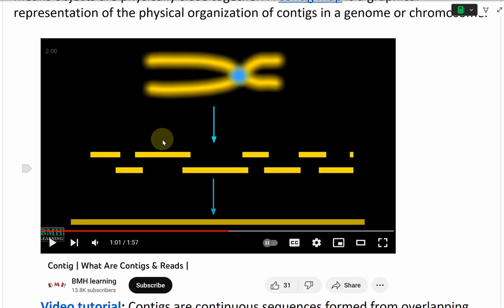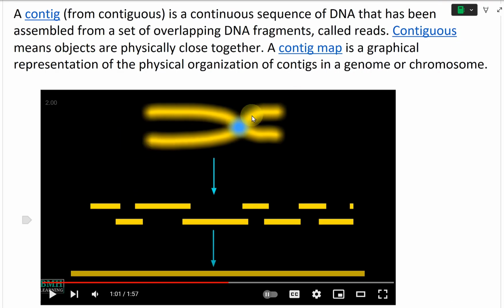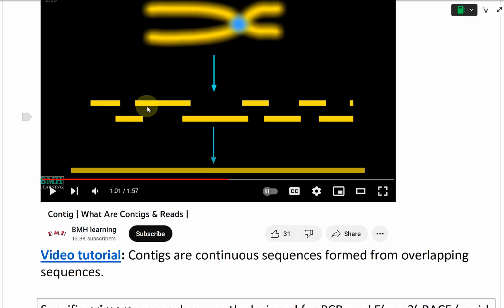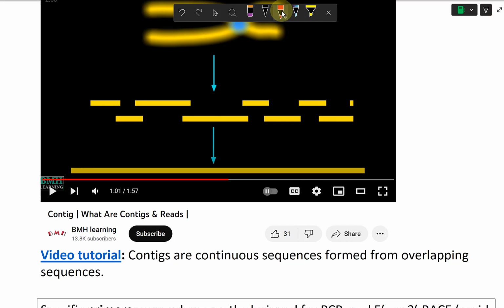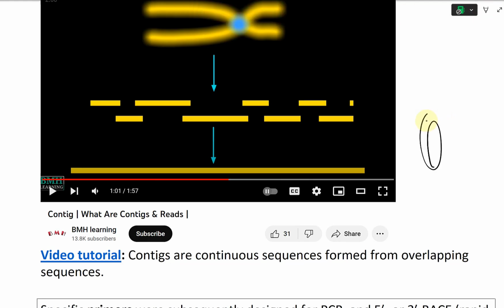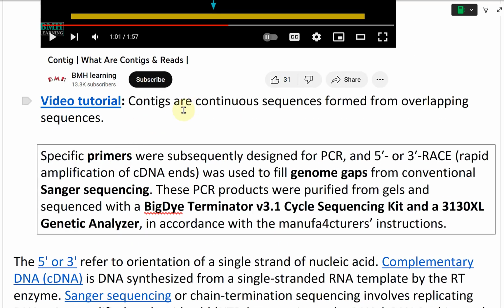For example, here's a good video tutorial. If you have this chromosome right there, and you get all the sequences in it, you're going to have a lot of regions overlapping when you're trying to obtain each of these shorter reads. And then when you form a continuous one, that's the contig, which you would have from these overlapping ones. So you would have this overlapping over here and so on. I'll just change this color to red. So you have this overlapping, and then you would form a single continuous one. Yeah, like that. And then let's get back to the black pen. All right, so we have that. Contigs are continuous sequences formed from overlapping sequences.